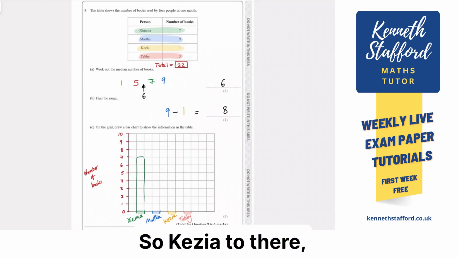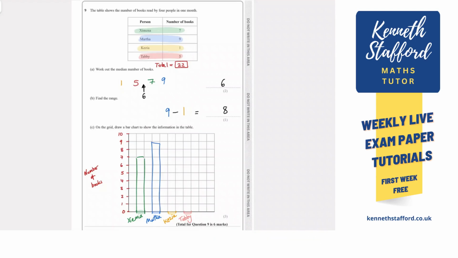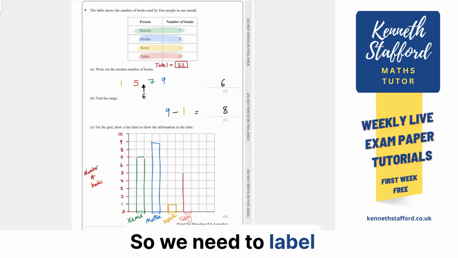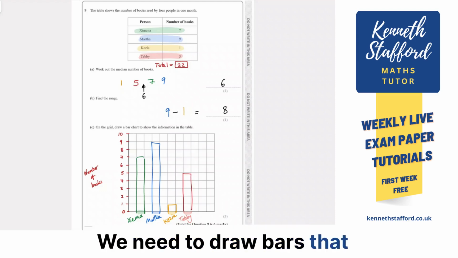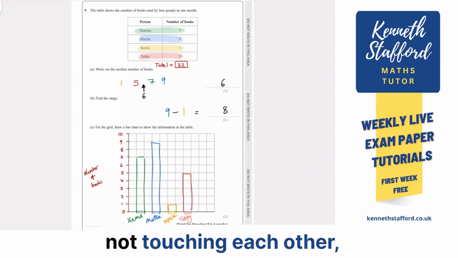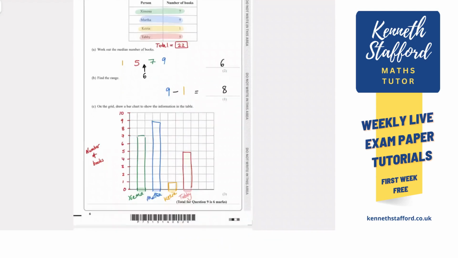So Kezia to there. Martha was 9, so she goes to there. 1, and then 5. So we need to label all the axes. We need to draw bars that are equally spaced, not touching each other, and equal widths, all the same widths.